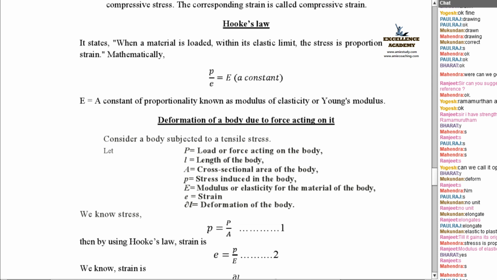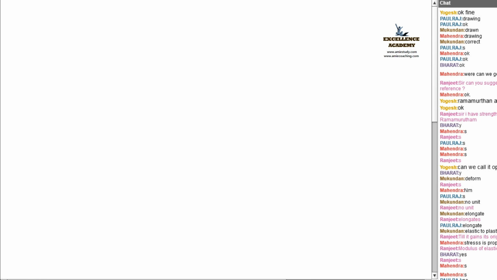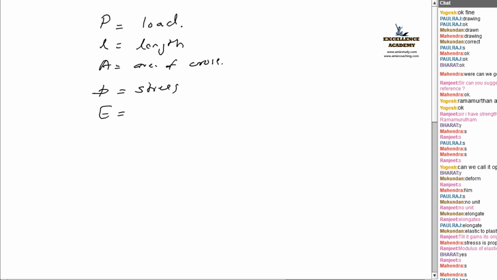So now I am going to take a whiteboard. P is the load acting on the body, and L is the length of the body, and A is the area of cross section of the body. Then small p is the stress, and E is the modulus of elasticity, and small e is the strain, and delta L is the deformation. So those things you know.